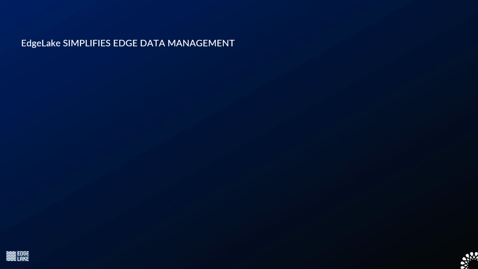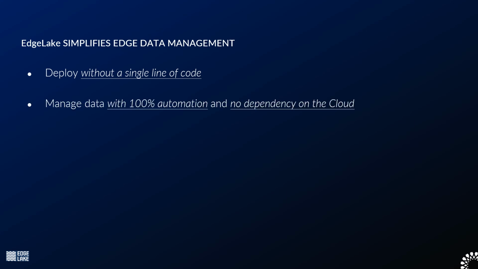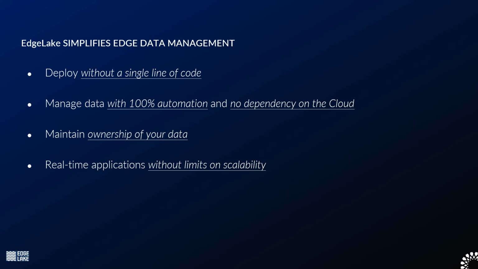EdgeLake's out-of-the-box software is easily deployed on edge nodes. On each node, EdgeLake provides local data services. Once EdgeLake is deployed, edge data is managed with 100% automation and without any dependency on the cloud. EdgeLake transforms the edge into a unified data lake where you retain ownership of your data. EdgeLake makes real-time applications possible, making edge data available anywhere, anytime, and without a single line of code.